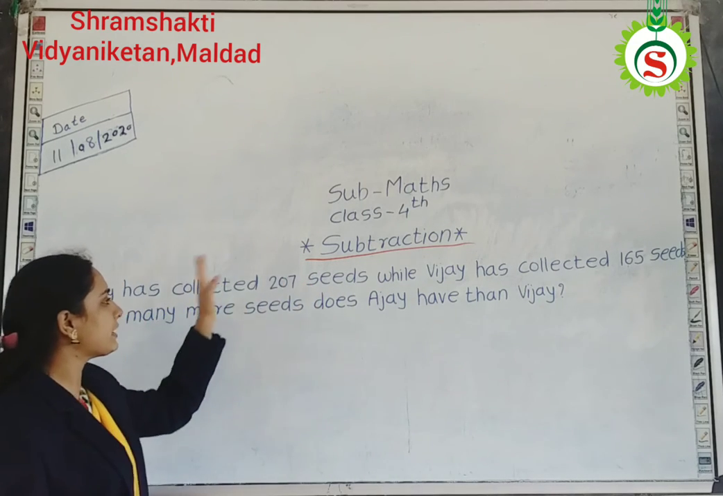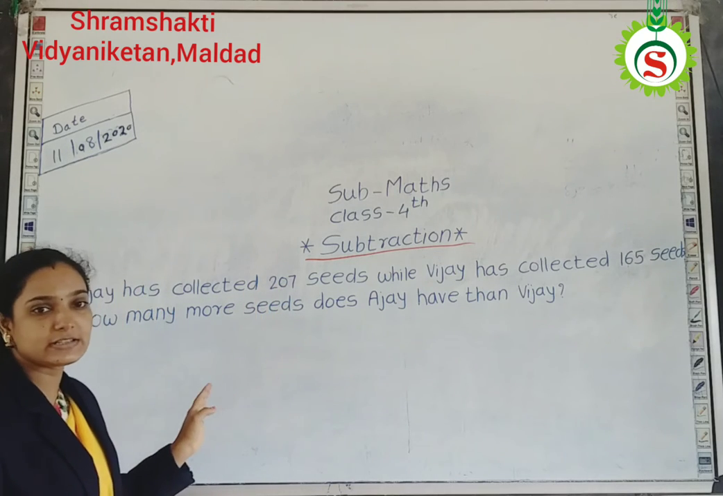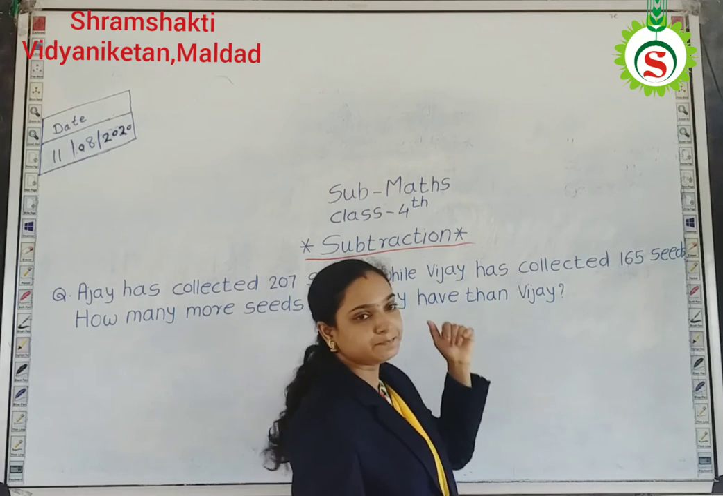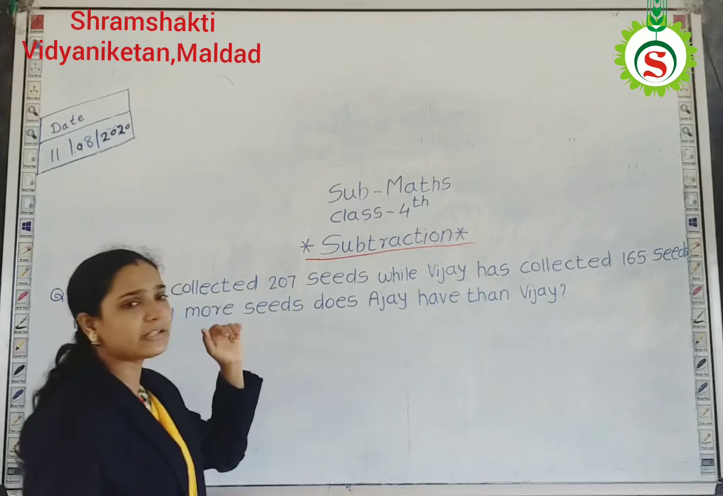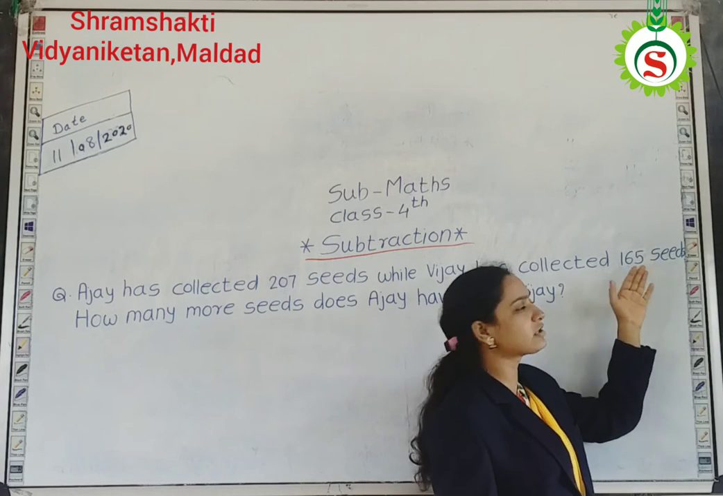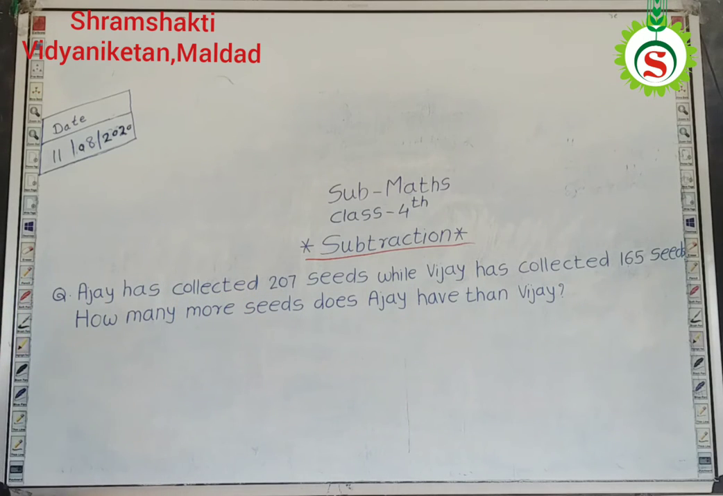Students, observe in this example. Ajay has collected 207 seeds, which means more than the seeds collected by Vijay. Ajay collected 207 seeds, but Vijay collected only 165 seeds, less than the seeds collected by Ajay.